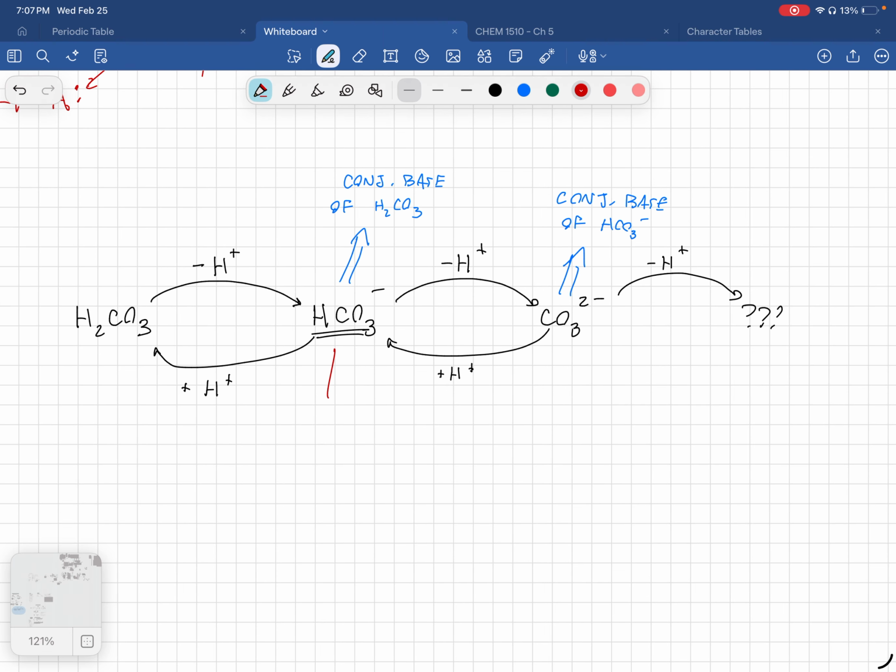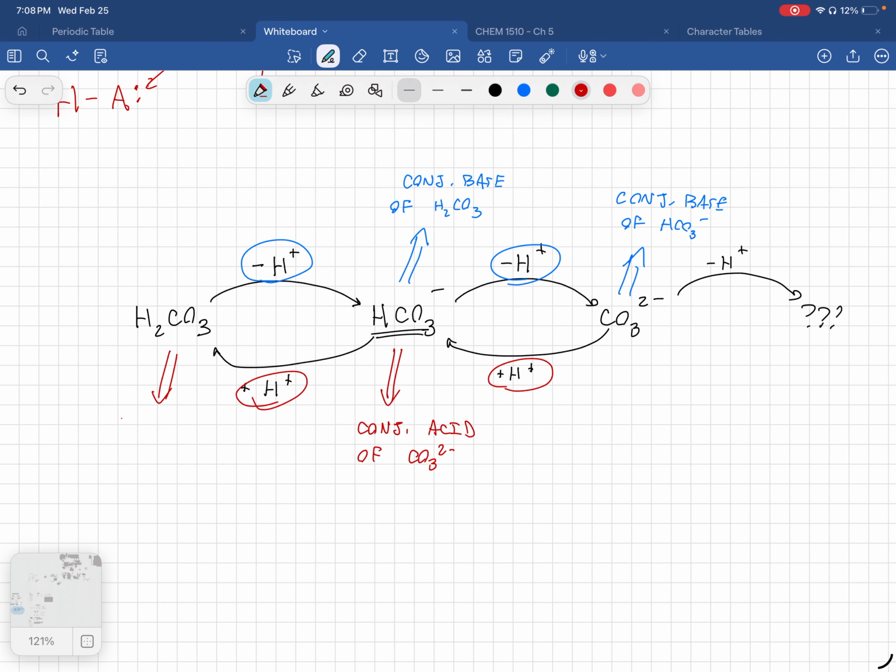Going in the other direction, if we start with CO3 2 minus and add a proton to it, we get HCO3 minus, which is the conjugate acid form of CO3 2 minus. That means the CO3 2 minus form is its base form. And if we add another proton to HCO3 minus, we get H2CO3, the conjugate acid form of HCO3 minus.